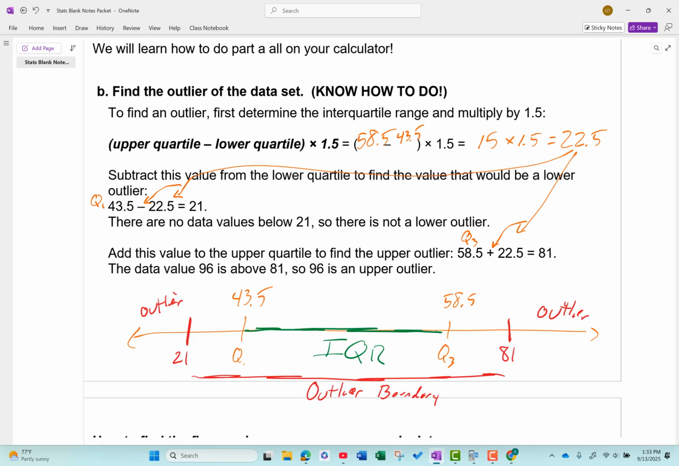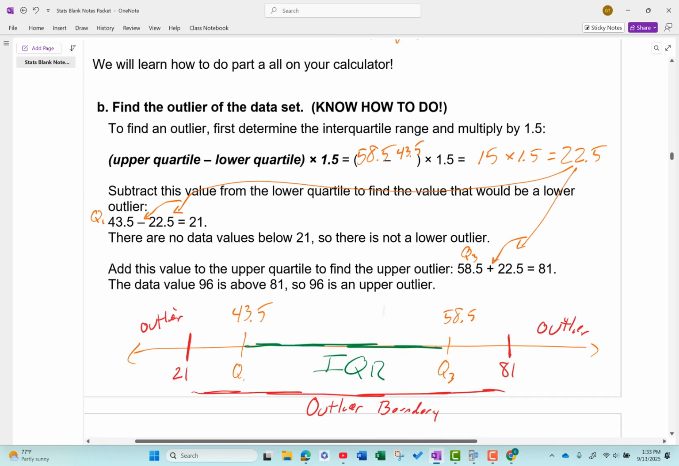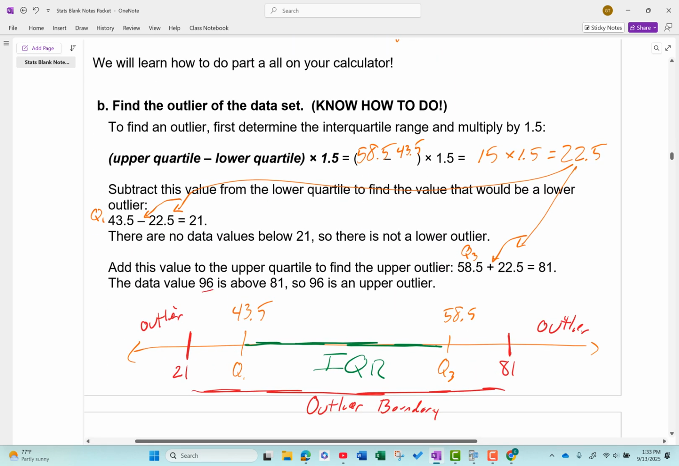There is no data point below 21, so there'll be no lower outlier. But above 81, we do have a value of 96. And so therefore, 96 would be an upper outlier.